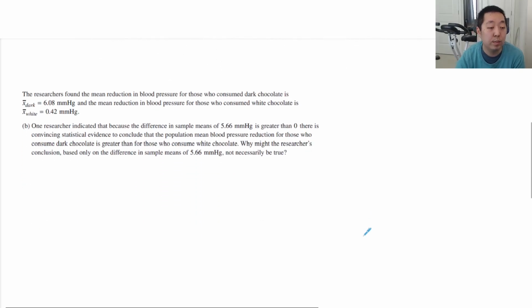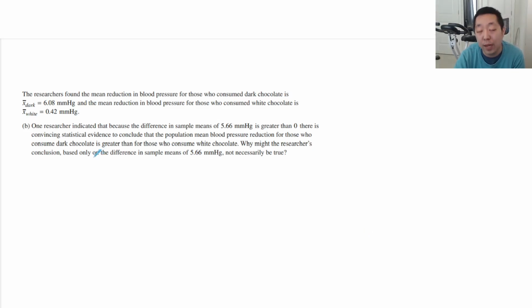Okay, the researchers found the mean reduction of blood pressure for those who consumed dark chocolate is 6.08 millimeters, and 0.46 for white chocolate. One researcher indicated that because the difference in the sample means, 5.66, is greater than 0, there's convincing statistical evidence to conclude the population mean blood pressure reduction is greater than that for those who consume white chocolate. Why might the researcher's conclusion based only on the difference not be necessarily true?